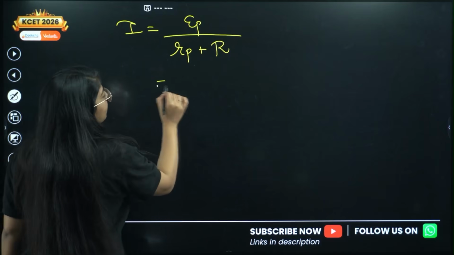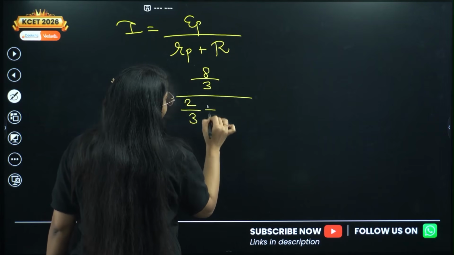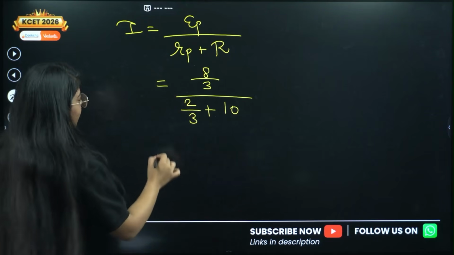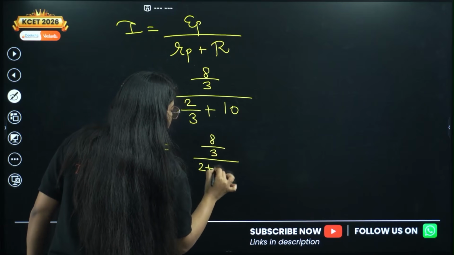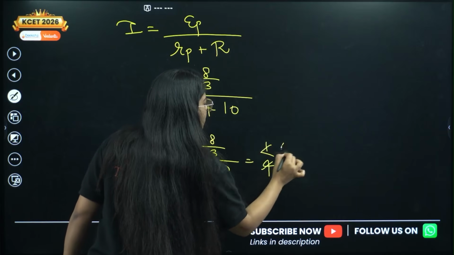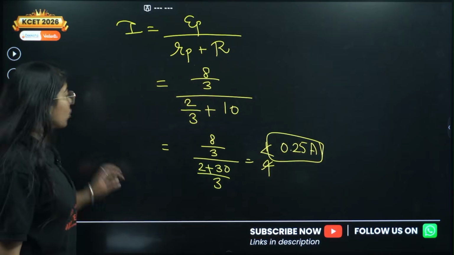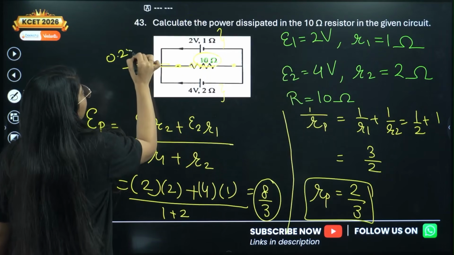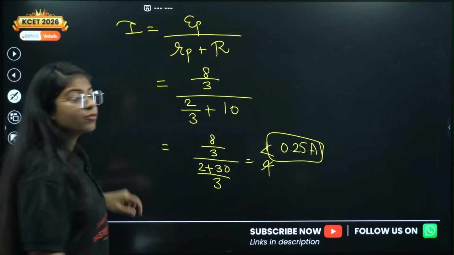Correct? So EP was 8 by 3, Rp was 2 by 3 plus load resistance is 10. So 8 by 3 divided by 2 by 3 plus 30 by 3. So this will come out to be 1 by 4, which will be 0.25 ampere. So current in this wire is 0.25 ampere.